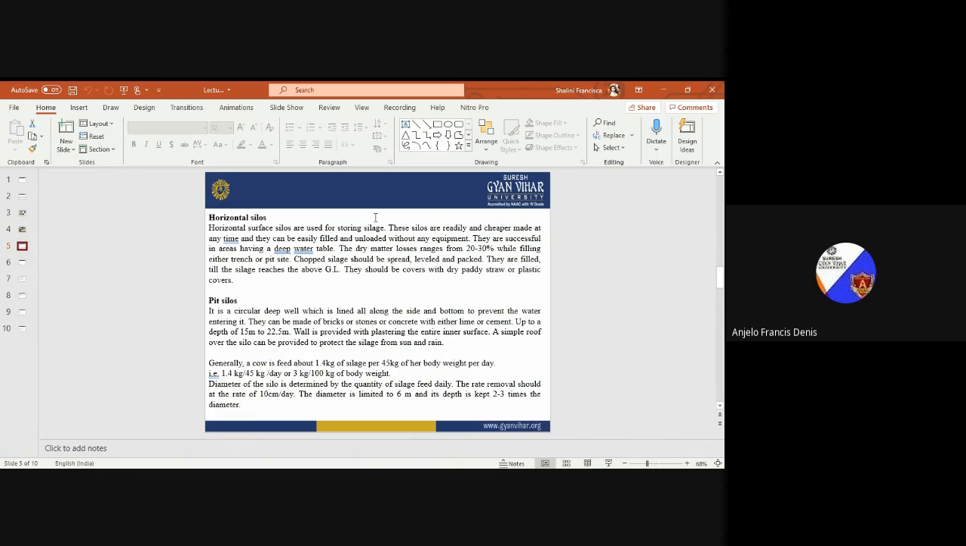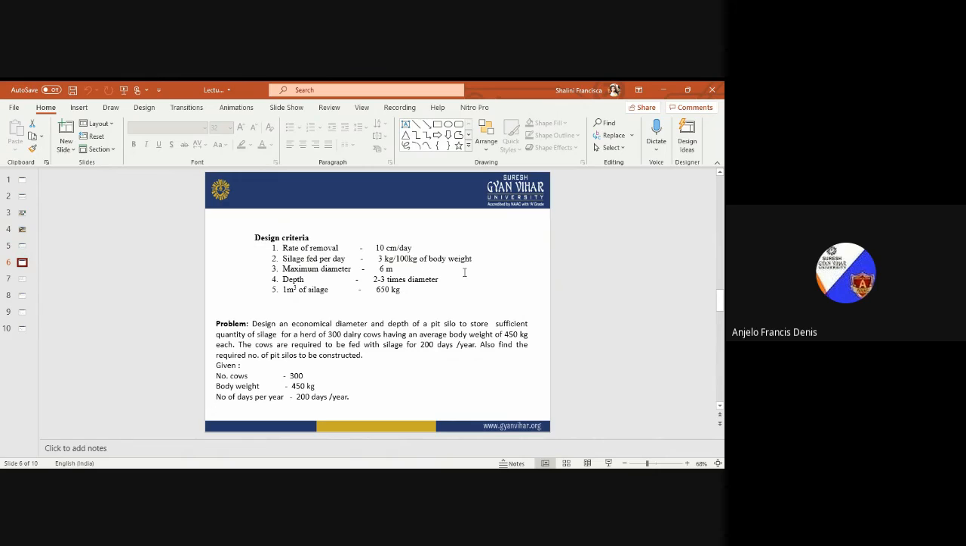The diameter of the silo is determined by the quantity of silage fed daily, and that quantity depends on the number of animals. The rate of removal should be at the rate of 10 centimeters per ton or more than that. The diameter is limited to 6 meters and its depth is kept at 2 to 3 times the diameter, not more than that.